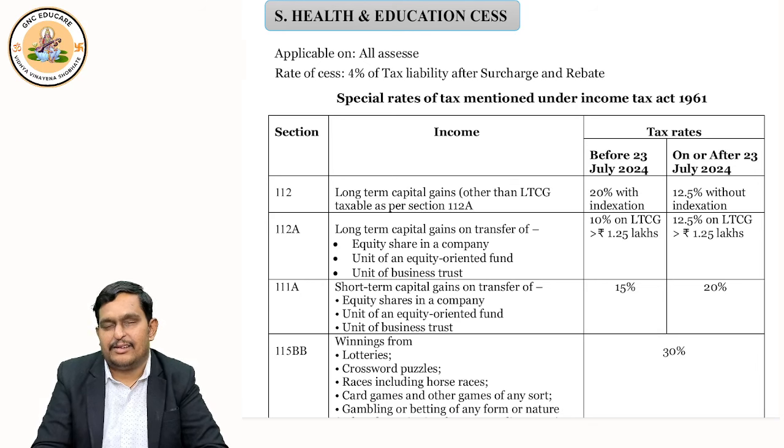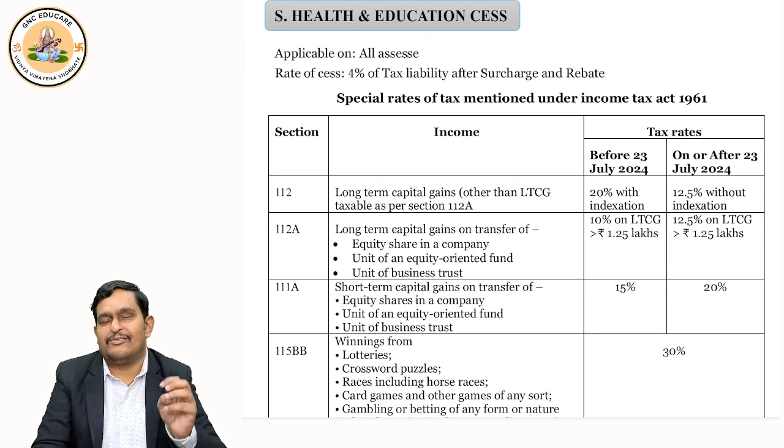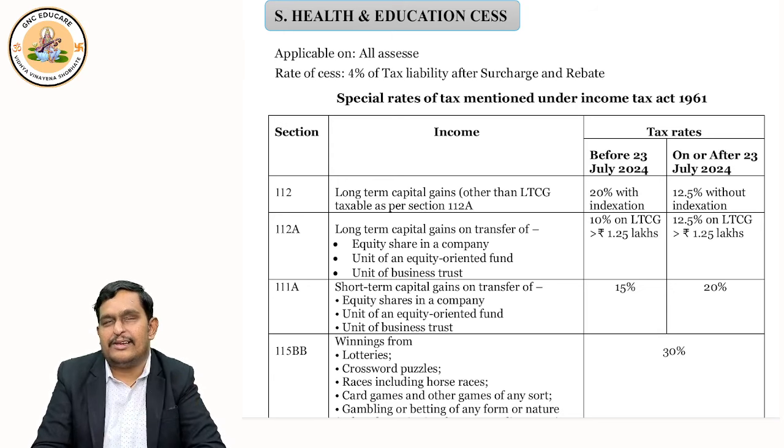Let us take the simple section first, that is 112. It is long-term capital gains. If you sell property, if you sell jewelry, if you sell archaeological collections, if you sell your ships, aircrafts. So any capital assets other than shares. Shall I say simply like that? Yes. Other than shares, if I sell any capital asset, fixed asset in your accounting language, then section 112 will apply.